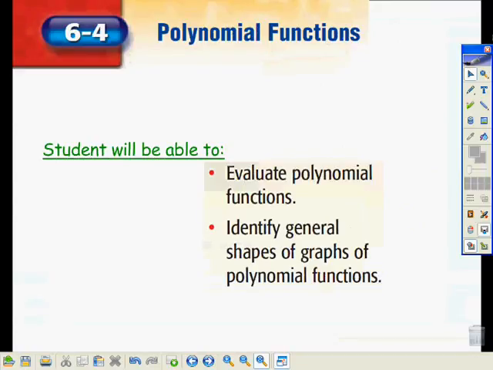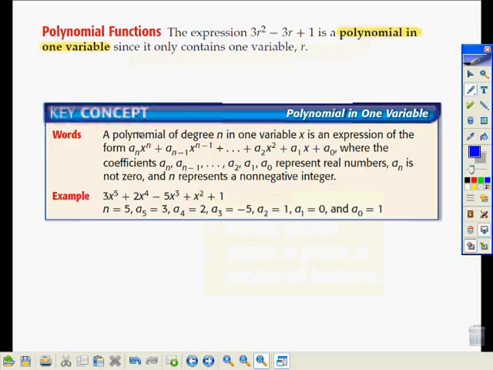Okay, section 4, polynomial functions. Now we're going to start looking at the polynomial functions, particularly at their graphs, but we're also going to be doing some other things with them. But mostly we're looking at the shapes of those polynomial functions, getting just a general idea of what they look like. In the evaluating, first of all, we're going to look at some things like what the variables are.